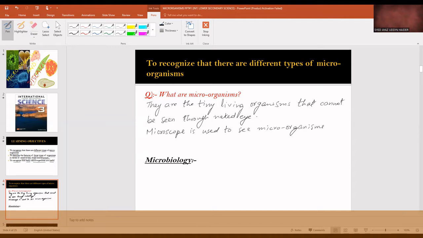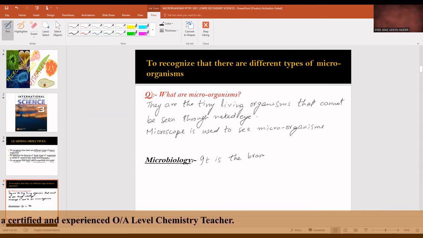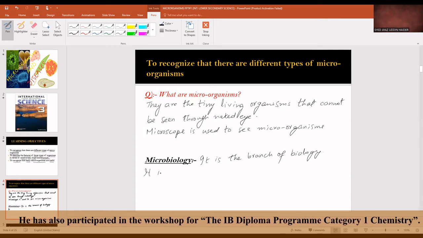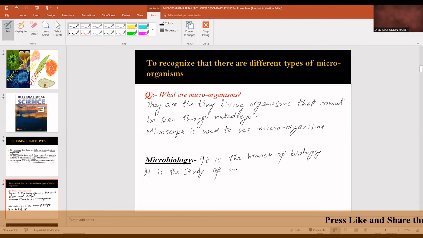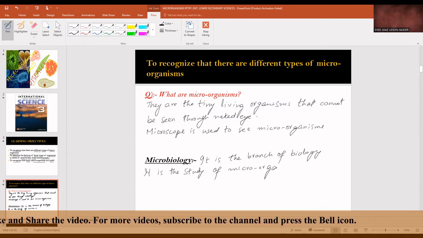Now, microbiology is a branch of biology which deals with the study of these tiny microorganisms. It is the study of microorganisms.